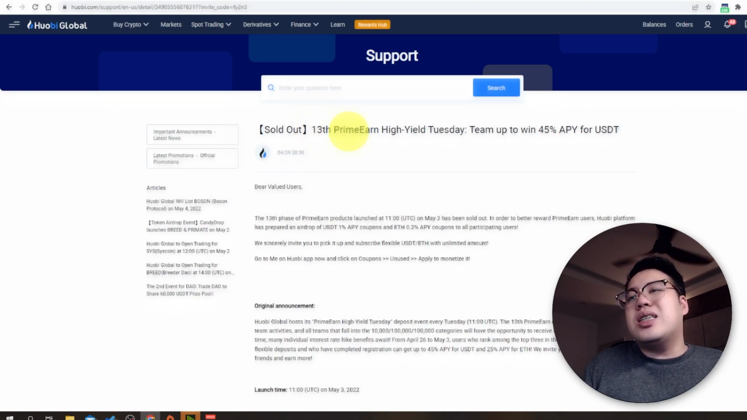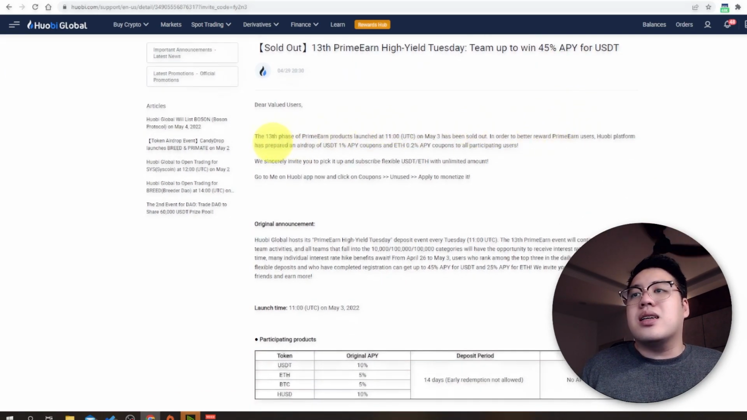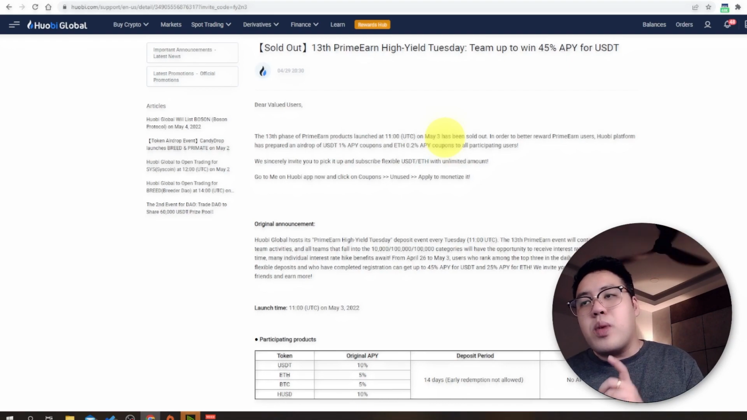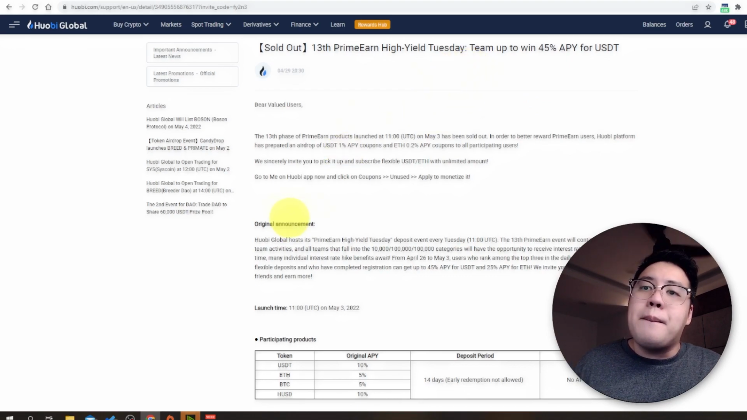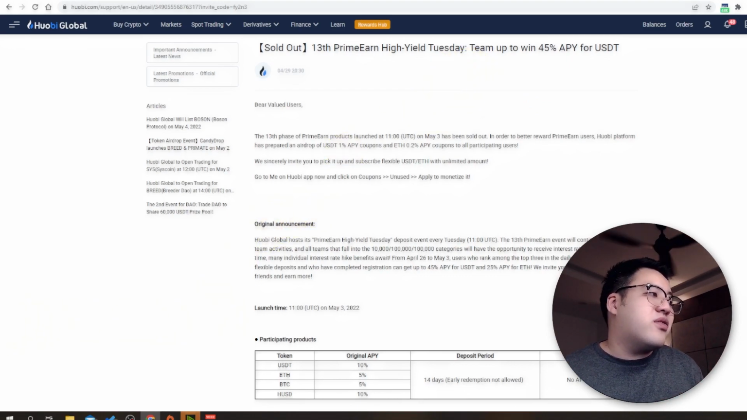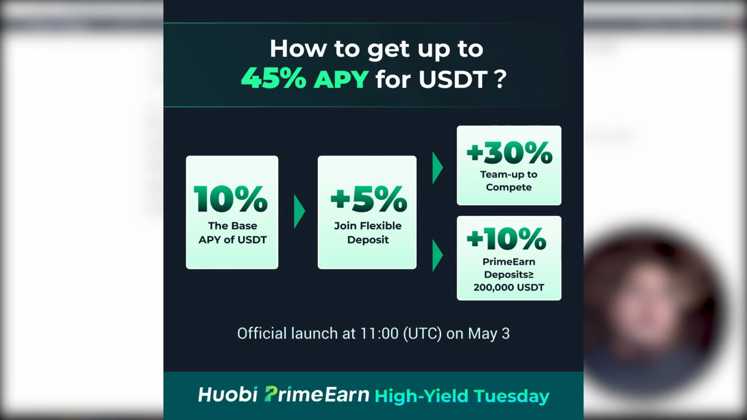Other than that, you can take a look at this 13th Prime Earn High Yield Tuesday. This Tuesday, team up to win 45% APY for USDT. This is the 13th phase of the Prime Earn product, launched on the 3rd of May, and it has been sold out already, unfortunately. But I want to tell you guys this, because every time you see this event, you better join, because it can give you up to 45% APY. So how are you able to get this? It's very simple. Let me go through this photo with you: how to get up to 45% APY for USDT.